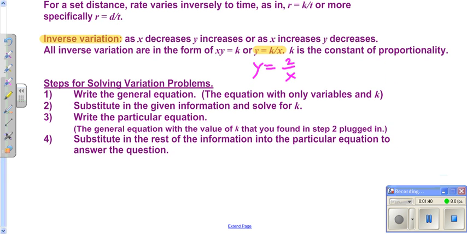Now, here are the steps for solving variation problems. You want to write out the general equation, substitute in your given information to solve for k, write the particular equation, in other words, equation 1 with the value of k from step 2 put in there, and then sometimes you'll have a fourth step, sometimes you won't, where you have to go ahead and answer the question.